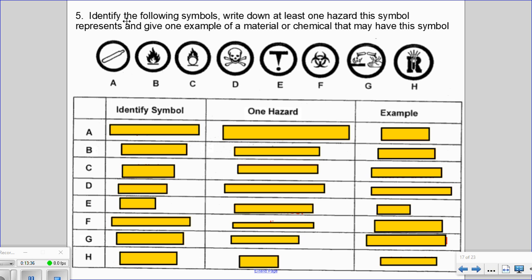In the following, you can work to identify these symbols and write down at least one hazard symbol that it represents. So give one example of a material or chemical that may have this symbol. Here we have A through H: just identify the symbol, one hazard associated with that symbol, and then an example that goes with that symbol.